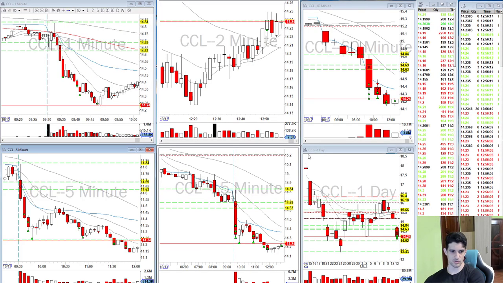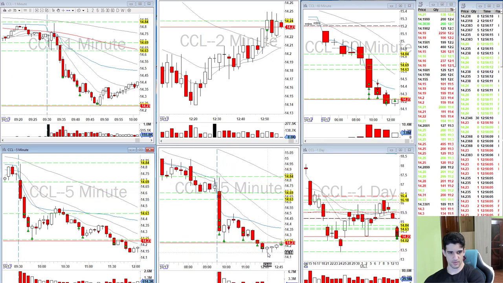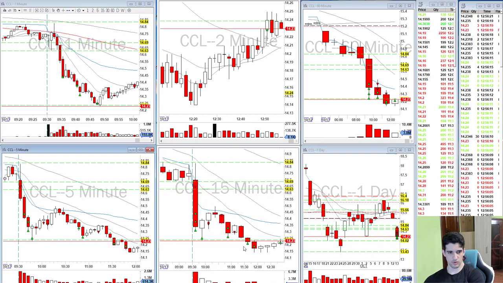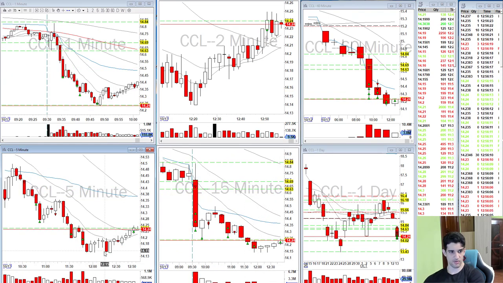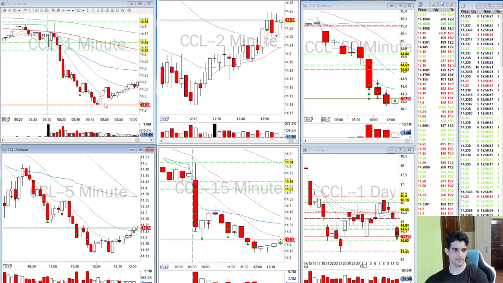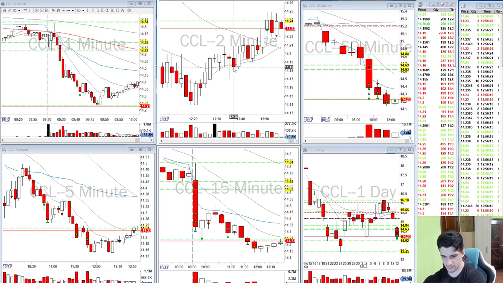Last exit based on the 15-minute chart. You see that on the 15-minute chart, double hammers at the low, new 15-minute high right there. 5-minute chart, double bottom, new high. This thing could be reversing, so I am just simply bailing on this trade.